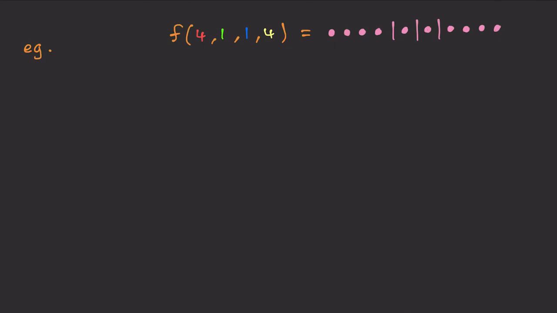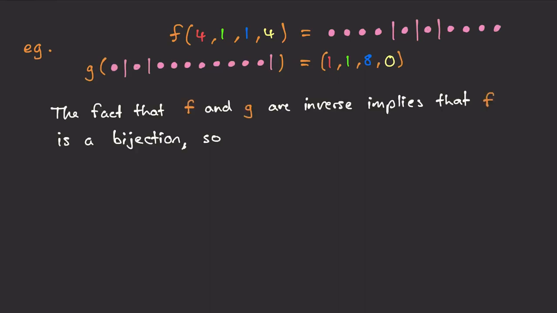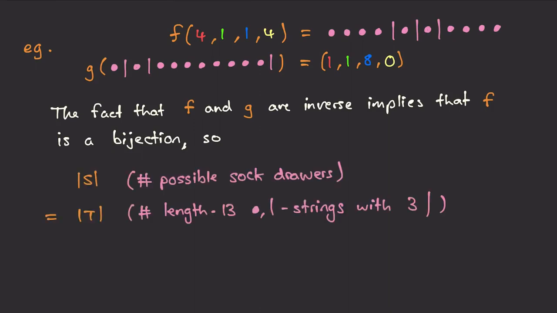And you can do the same kind of thing in an example with G. So we've shown these sets are in bijection by giving a function between them and specifying the inverse of that function. It follows that the size of S, which is the number of possible sock drawers, is equal to the size of T, which is the number of length 13 strings that consist of 10 dots and 3 dividers. And the size of T is actually 13 choose 3.